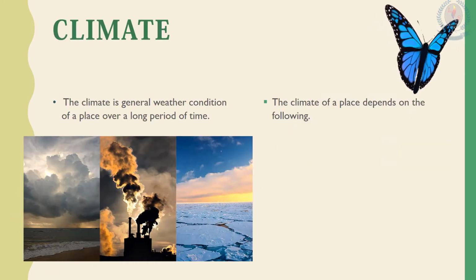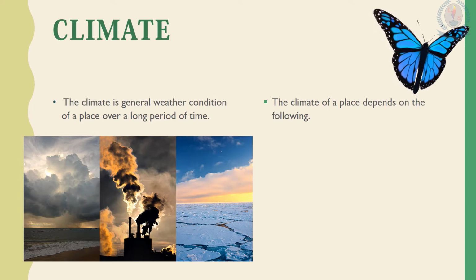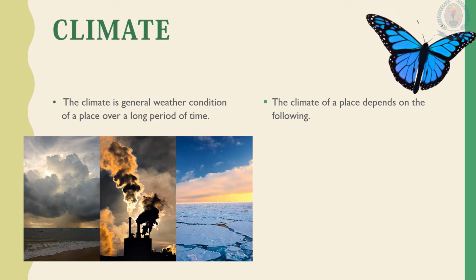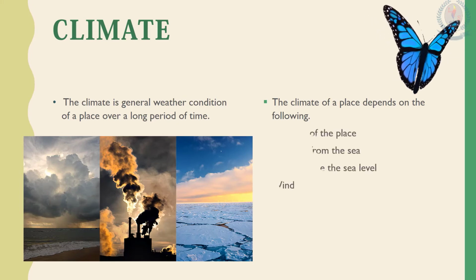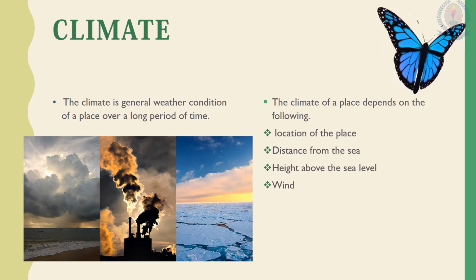Climate. Children, can you tell me what is climate? The climate is the general weather condition of a place over a long period of time. The climate of a place depends on the following: location of the place, distance from the sea, height above the sea level, wind.